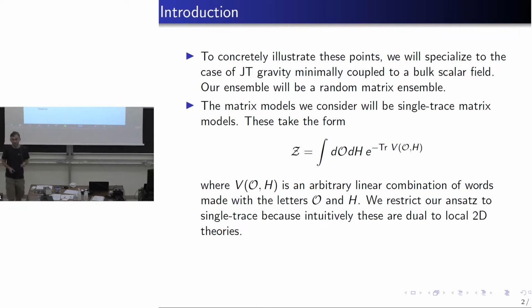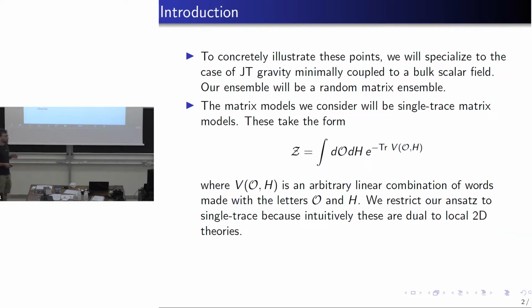So the matrix models that we consider in this talk will be single trace matrix models with two matrices. These take the following form. O and H are Hermitian matrices, and the measure is just the standard flat measure on the real and imaginary components of these two matrices. Here, V of O, H is just an arbitrary linear combination of words that you would make with the letters O and H. And we put all of this into a single trace. So basically, we're just considering the most general kind of single trace two matrix model you could consider.